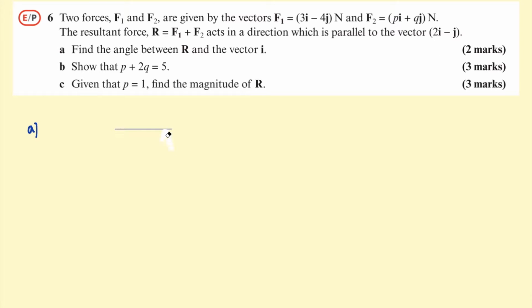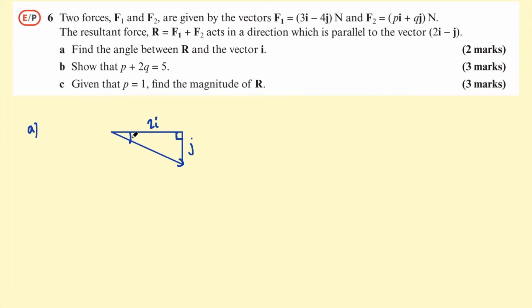So what I'm going to do here is basically draw a right triangle with one leg of 2 and the other leg of 1, and that's going to represent the same angle as r from i. So this is 2i, this is j. So this is the angle we're looking for, again, because r is parallel to 2i minus j. That's this vector here, 2i minus j, and negative j means we go down. So that angle would be the same as the angle between r and i.